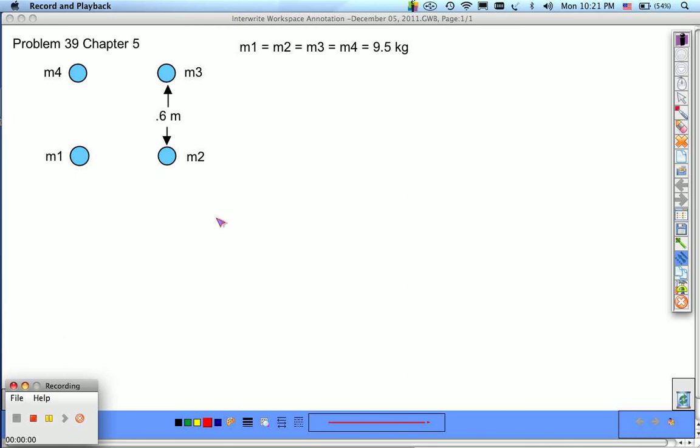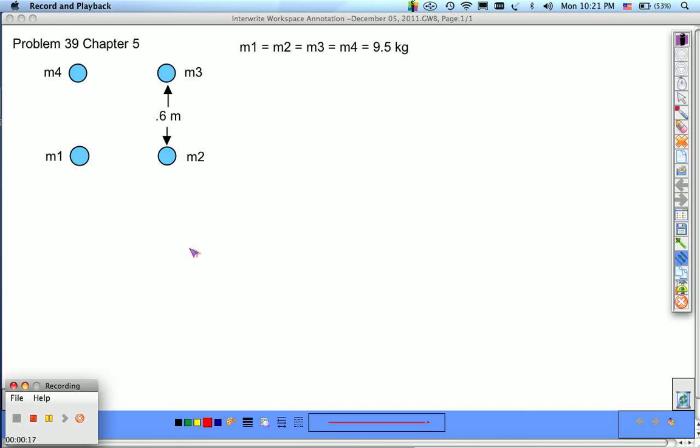Hello. Tonight we're going to solve problem 39, chapter 5. Four 9.5 kilogram spheres are located at the corners of a square of side 0.6 meters. Calculate the magnitude and direction of the total gravitational force exerted on one sphere by the other three.